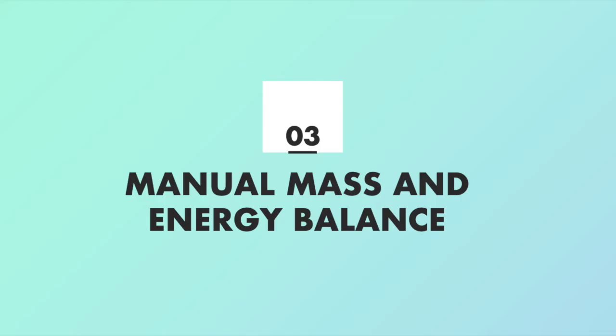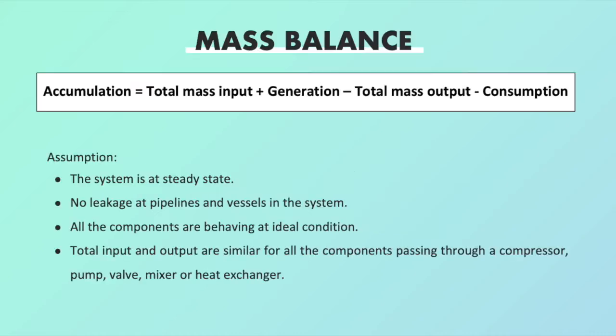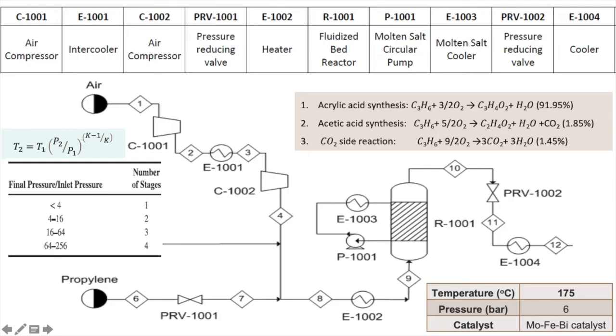For mass balance, the assumption is that the system is at steady state, with no leakage at pipelines and vessels in the system. All components are behaving at ideal condition and total input-output is similar for all components passing through compressor, pump, valve, mixer and heat exchanger. So next slide, this is the front part of our PFD.